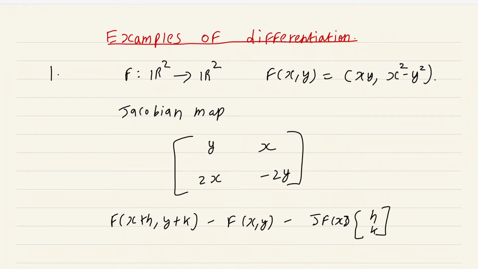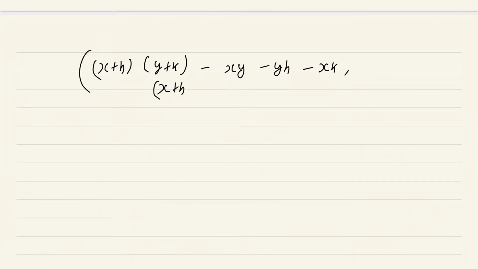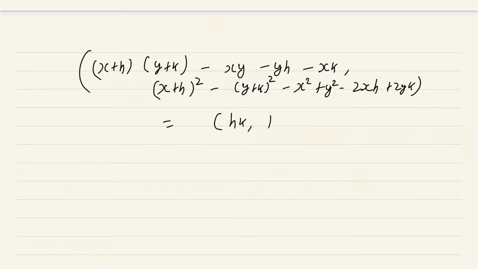This is going to be (x plus h) into (y plus k) minus xy minus yh minus xk. This is going to be the first component, and the second component is going to be (x plus h) the whole squared minus (y plus k) the whole squared minus x squared plus y squared minus 2xh plus 2yk. Okay, and a lot of cancellations will happen, and you will end up with (hk, h squared minus k squared). Okay, now let's verify that in fact the error terms can go to 0.